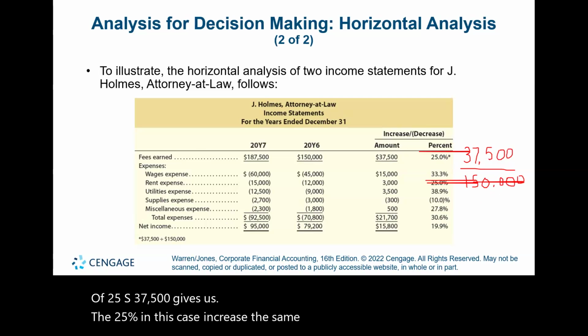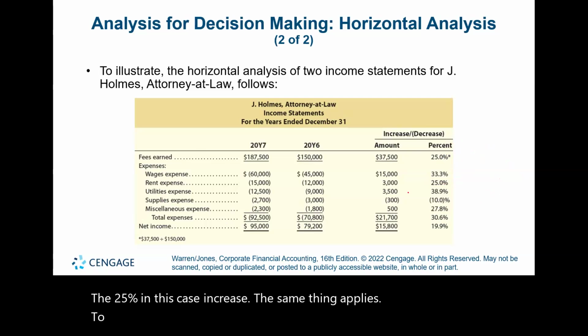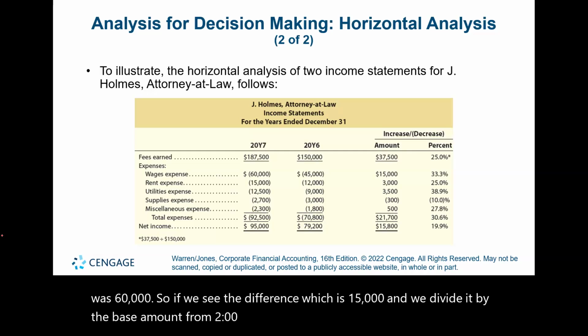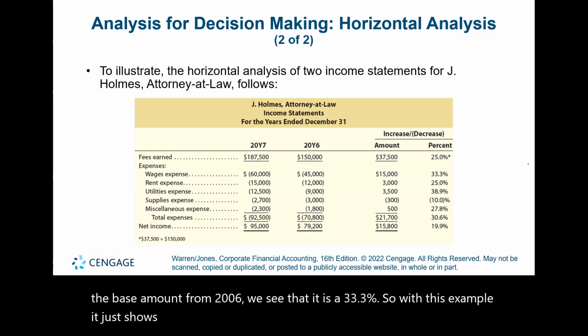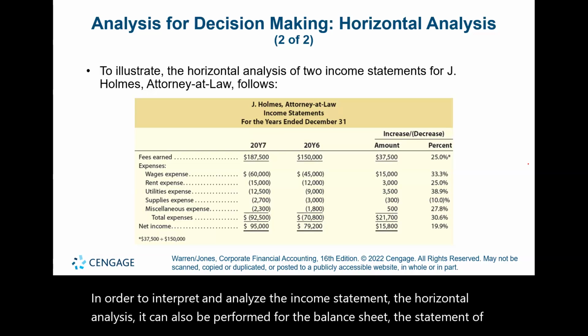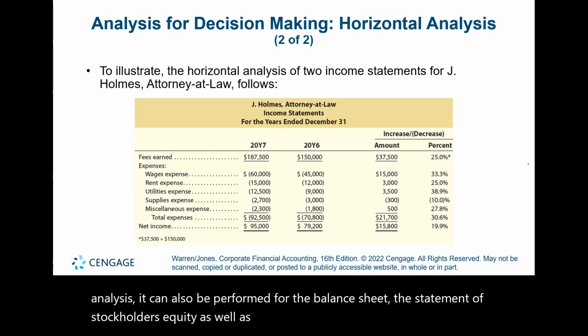The same thing applies to our wages expense. In 2006, the wages expense was $45,000, and in 2007, it was $60,000. So the difference is $15,000, and we divide it by the base amount from 2006, and we see that it is a 33.3% increase. So this example just shows how a horizontal analysis can be useful in order to interpret and analyze the income statement. The horizontal analysis can also be performed for the balance sheet, the statement of stockholders' equity, as well as the statement of cash flow.